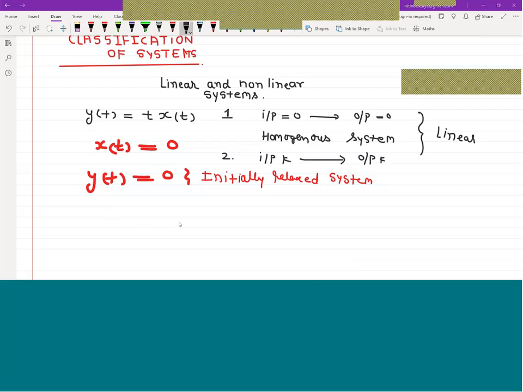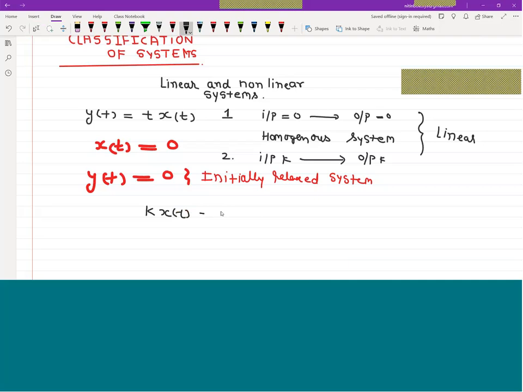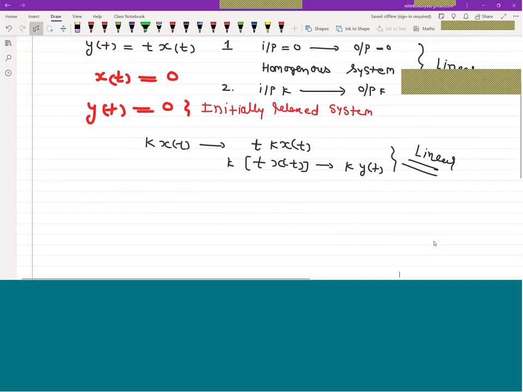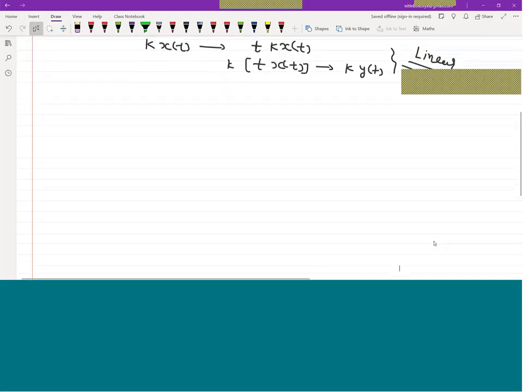If input is k times of x of t, then what is the output? You can say this is t times k into x of t, which can be written as t into x of t times k. So this is k times x of t resulting in k times y of t. This means the system is linear. So the given system is linear in nature. थोड़ा और आगे बढ़ते हैं और देखते हैं how we can say that system is linear or non-linear.